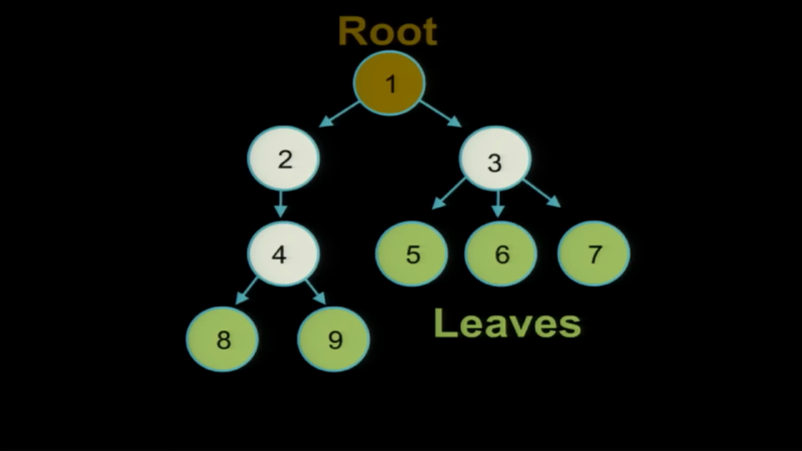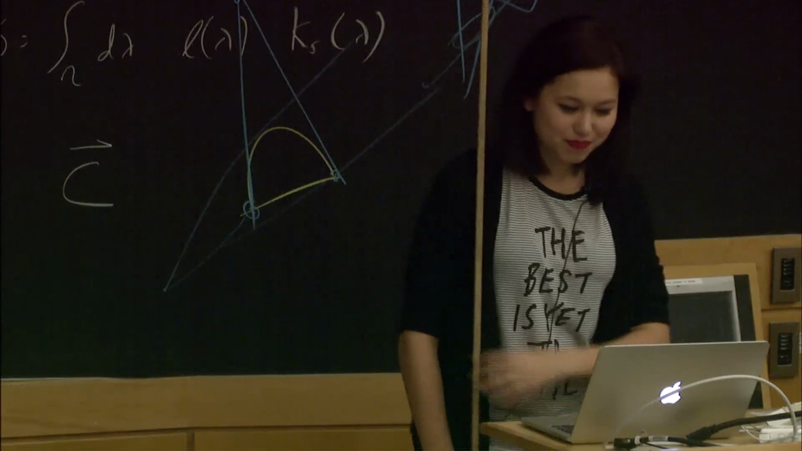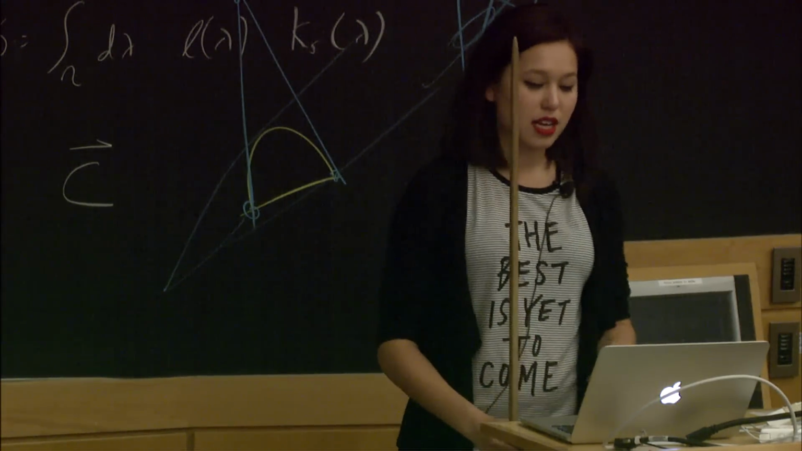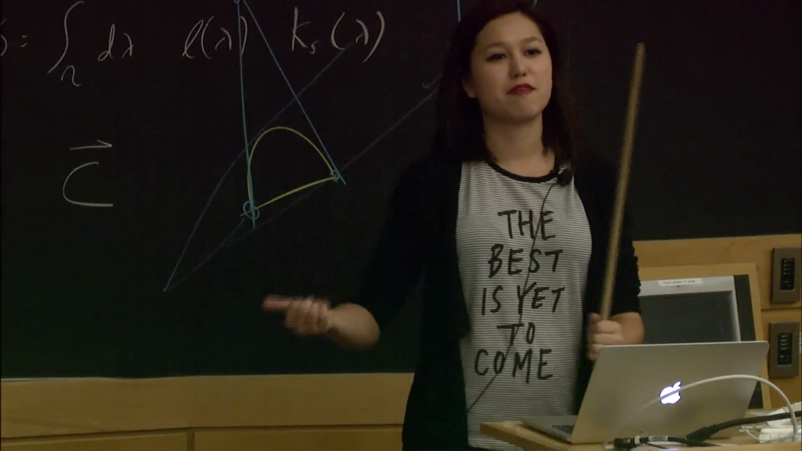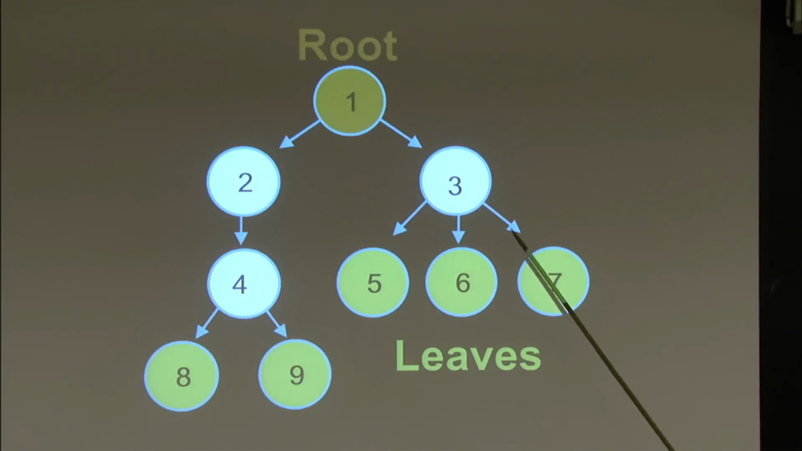Anything at the very, very bottom here is considered a leaf. So it goes along with the whole tree thing, right? Leaves are at the edges of your tree. And then we also have a couple of terms to talk about nodes in relation to each other: parent, children, and siblings. In this case, 3 is the parent of 5, 6, and 7. The parent is whatever is one step above whatever you're referring to.